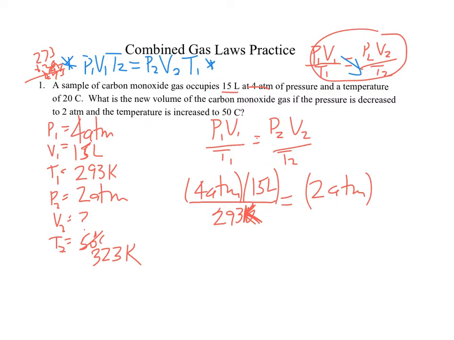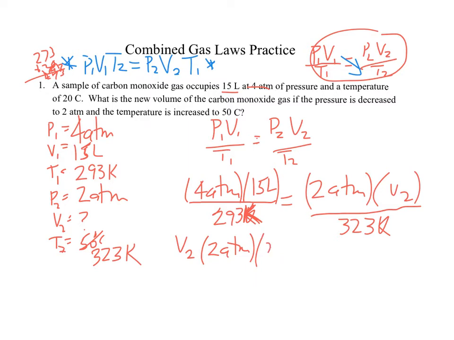So we see our pressure is cut in half. We're looking for the volume, so that's going to be our V2, and then of course that is over our final temperature, which is 323 K. So now when we solve this, I've just got to solve for V2. So I'm going to take my V2 multiplied by my 2 atmospheres, and I'm going to multiply that by the 293 K. So basically what I did here is I just cross-multiplied.